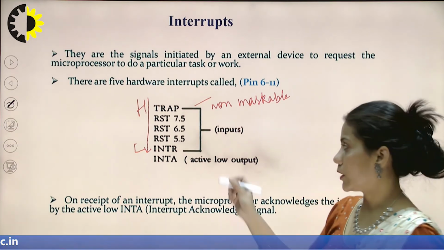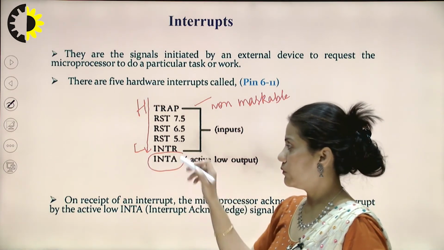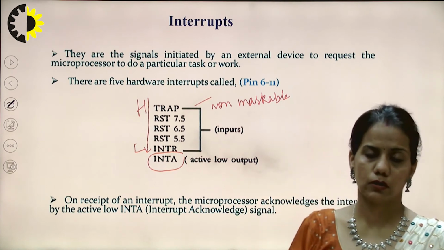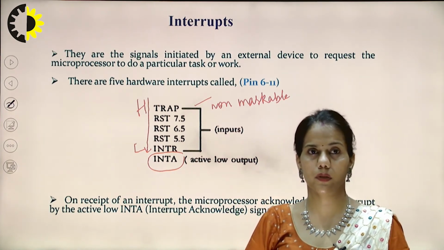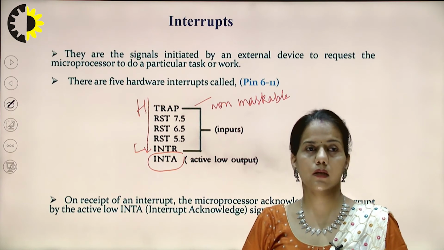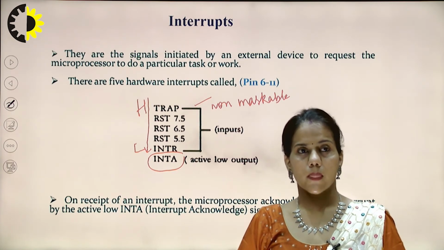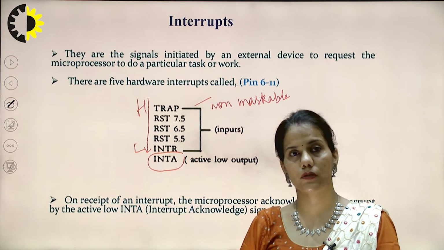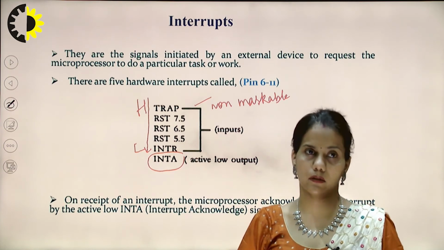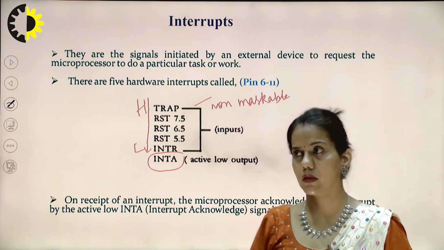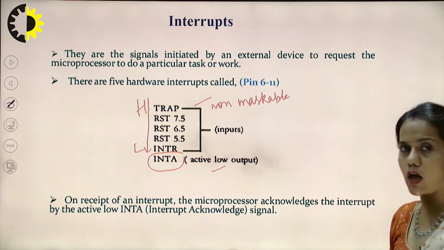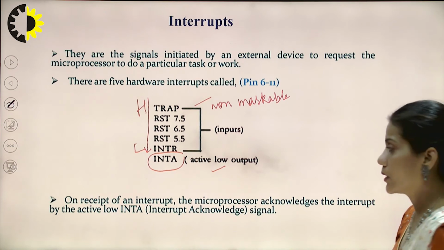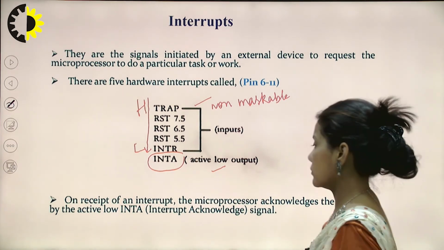INTA is the interrupt acknowledgement. When some interrupt arrives on the system and the system accepts that interrupt and that interrupt is being executed, then an interrupt acknowledgement signal is sent from the microprocessor to the device sending that interrupt. So in this way, this is the interrupt acknowledgement signal and this is active low. This is basically an output signal from the microprocessor.